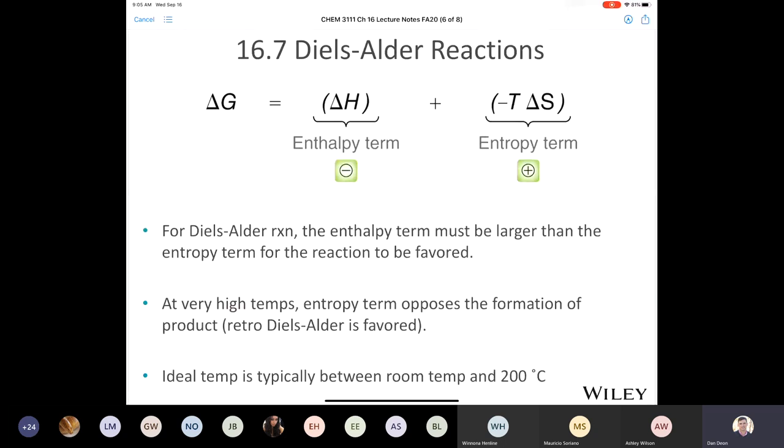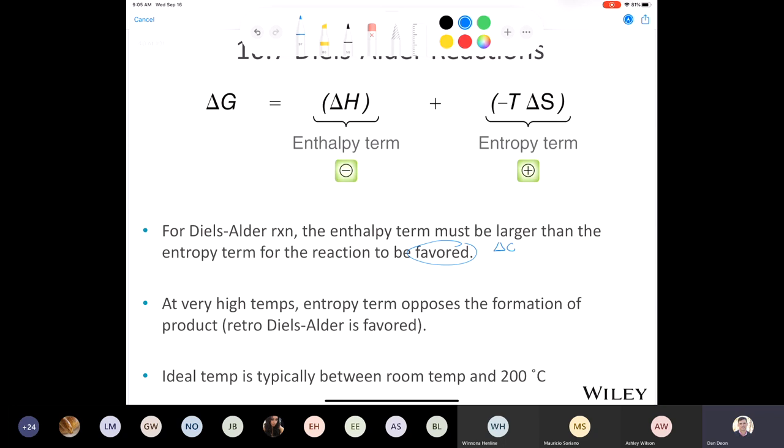So it says for a Diels-Alder reaction, the enthalpy term has to be larger than entropy in order for the reaction to be favored, right? In order for us to have a delta G that's negative, right? At very high temperatures, the entropy term is just going to dominate, right? It just opposes it. And then you're going to end up with a delta G that's positive, right? It's going to mess your reaction up, okay? So the ideal temperature is usually somewhere between room temperature and 200 degrees Celsius.